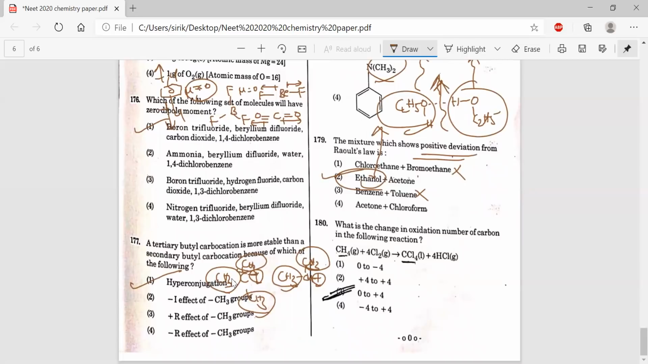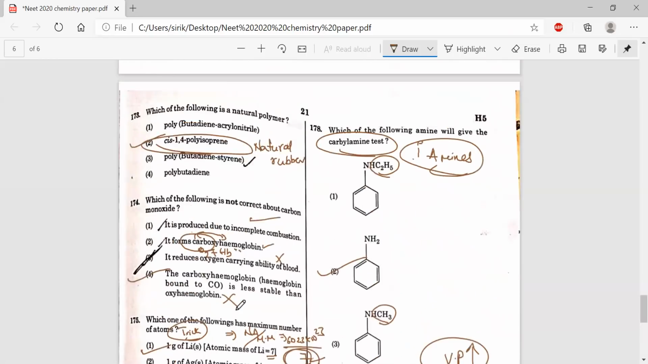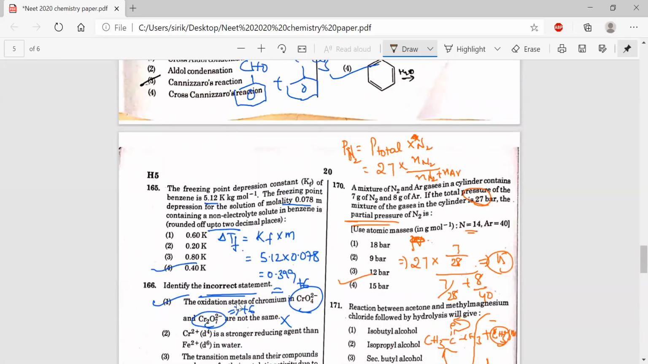Change in oxidation number of carbon in the following reactions. CH4, here carbon is in the -4 oxidation state, here it is in the +4 oxidation state, so the change is -4 to +4. If you observe here, 0 here, and it is -1 and it is -1, they may ask you, but they're asking only for carbon, so -4 to +4 is our answer. -4 to +4. That's it. This is regarding the NEET 2020 answer key.